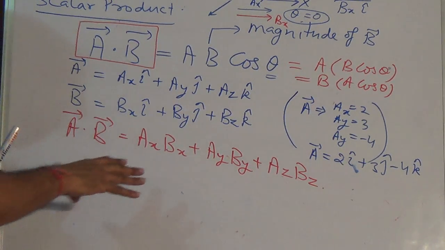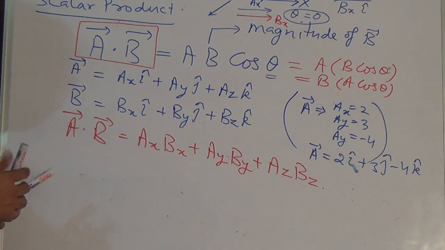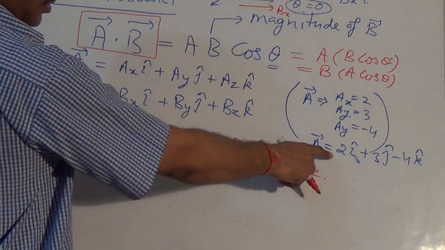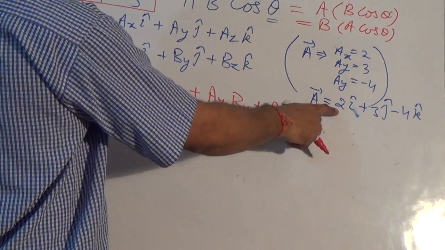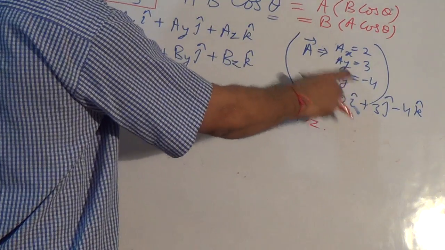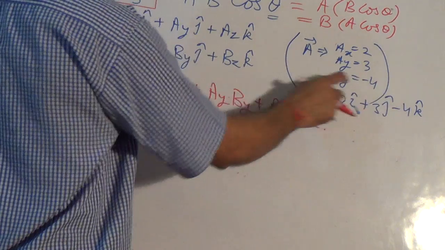Now we can consider an example after making this mathematical development. For example, vector a is equal to 2i plus 3j minus 4k, where 2 is ax, 3 is ay, minus 4 is az.